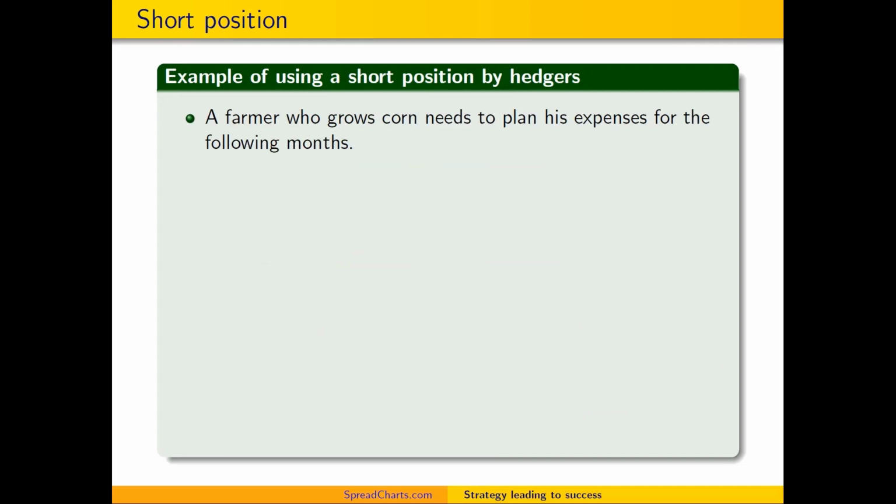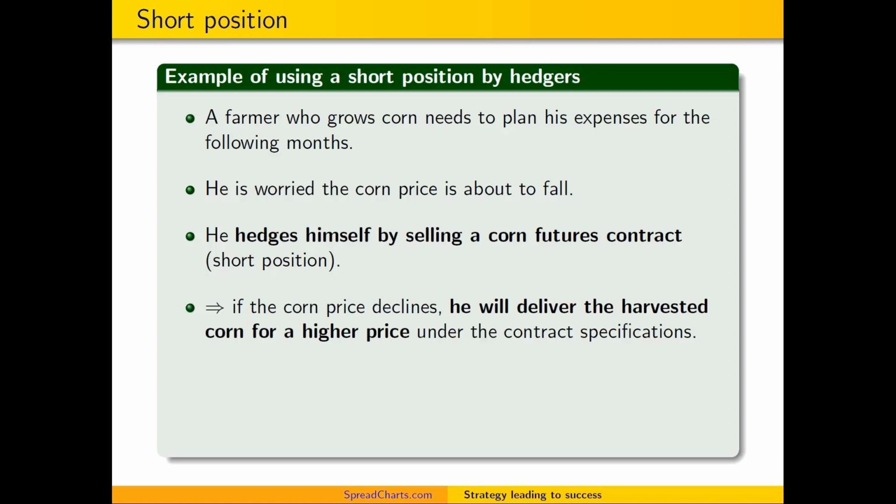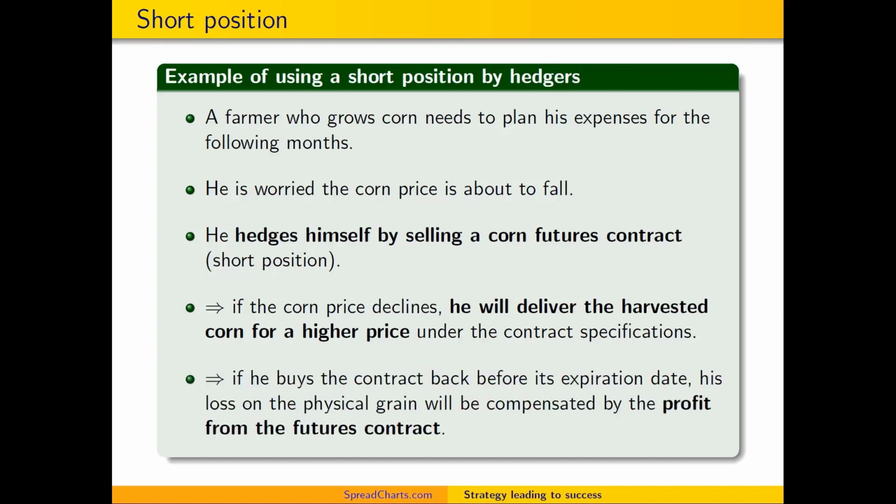A great example here is a farmer growing corn. He needs to plan his expenses carefully due to variable costs like fertilizers, seeds, diesel, etc. But he is worried that the corn price will fall. He hedges himself by selling a corn futures contract. Once again, the farmer has two options. If he holds the contract until expiration, he will have to deliver the corn, but he would do so at the price he sold the contract for, not the market price. Alternatively, he can buy back the contract before expiration and sell the corn on the physical market, using the profit from shorting futures as a cushion.